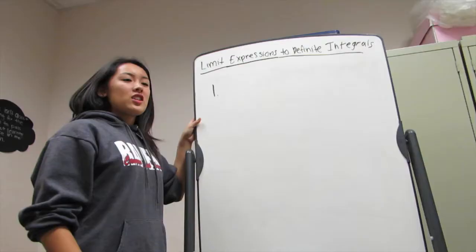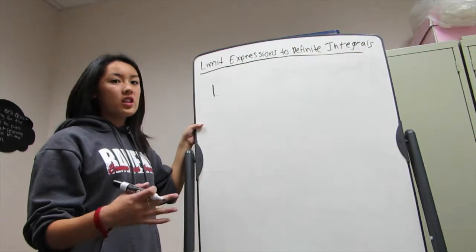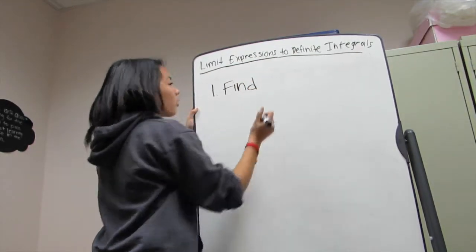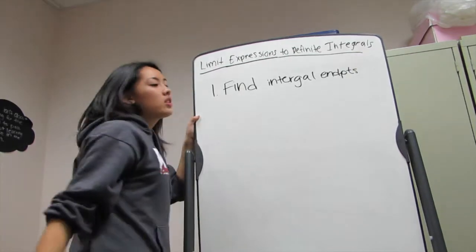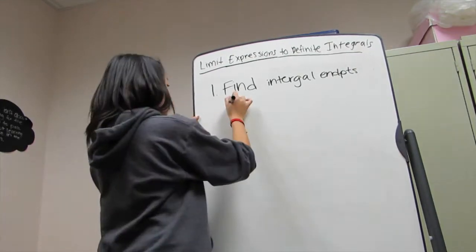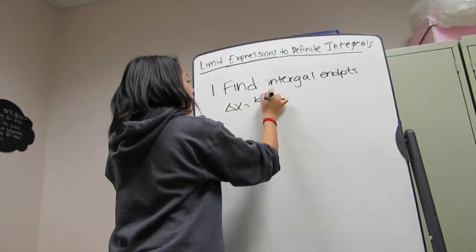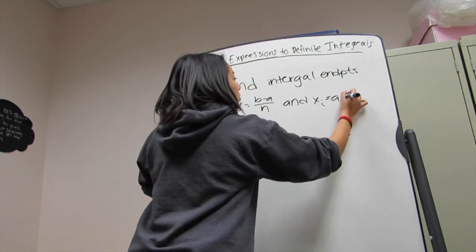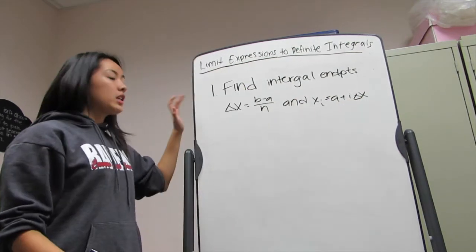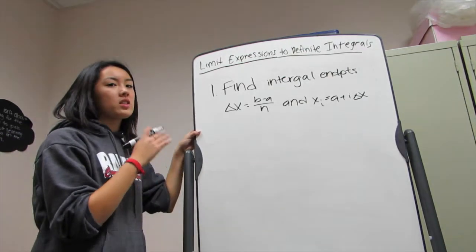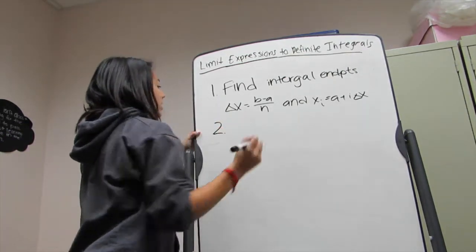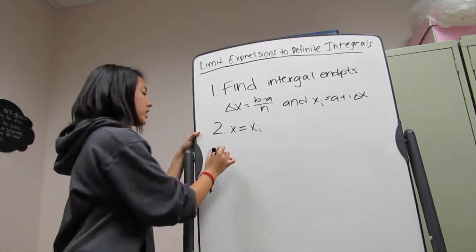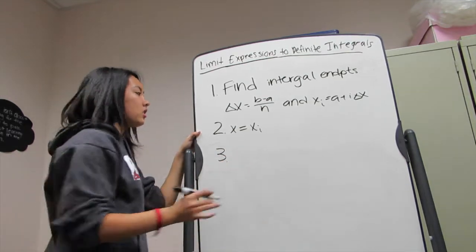So the general rule for changing your limit expressions into integrals: first, you want to find your domain, or the endpoints of your integral, by using your change in x and your x sub i, which we can remember is b minus a over n for change in x, and x sub i is a plus i change in x. And these will help you find what to put for the endpoints of your integral. And then the second step is to substitute x for x sub i. The third step is to find your equation using x sub i.